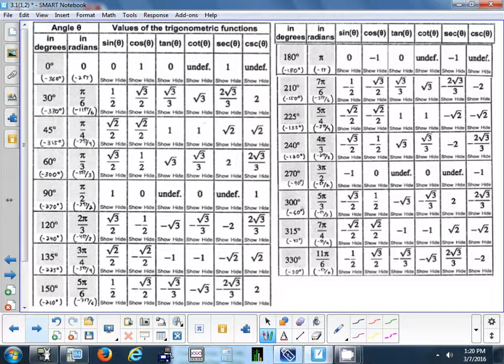Anybody think they figured out the inverse sine of negative root 3 over 2? 60 would be if it was positive. But since it's negative, we look at the negative 60. How come I don't write 300? It's too big. It's got to be between negative 90 and 90, so you can't write it as 300.